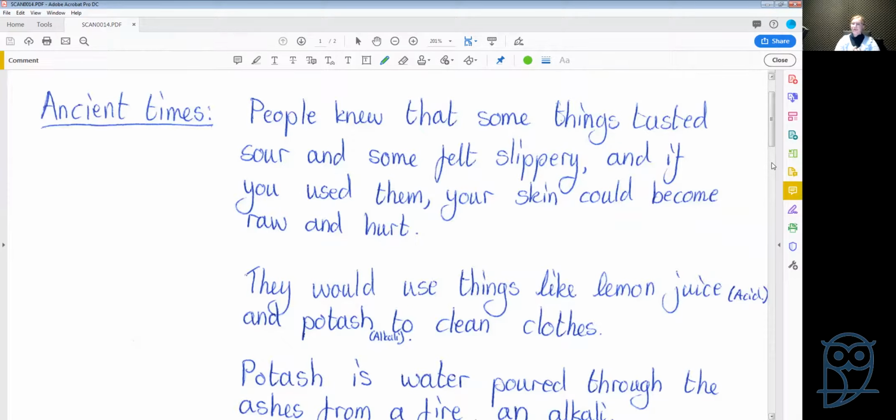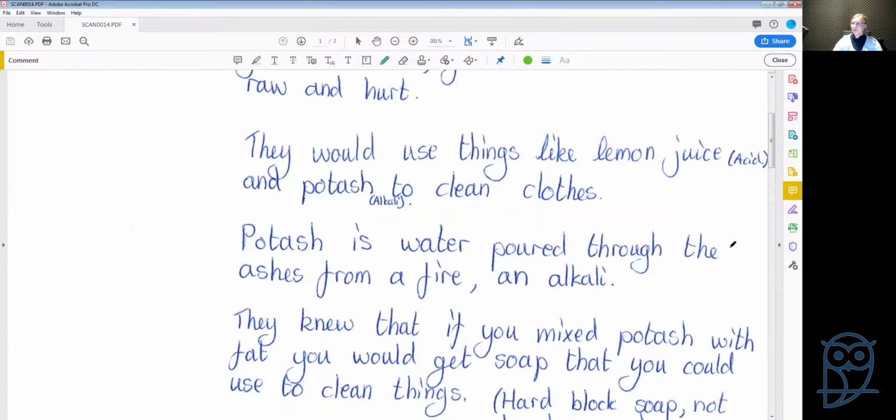So in ancient times, people knew that some things would taste sour and some things would feel slightly slippery. And if you used them for washing clothes or whatever, your skin could become raw and sort of hurt. So they would use these kinds of materials, especially lemon juice and potash, to help them clean clothes, keep the white things as white as they could. They also used them in dyes to dye clothes.